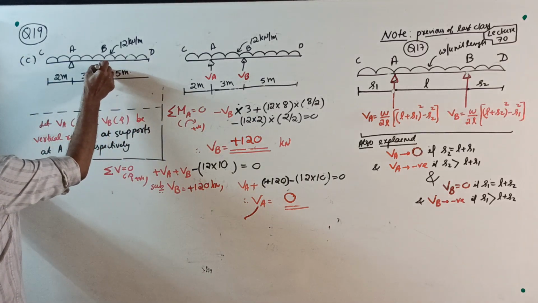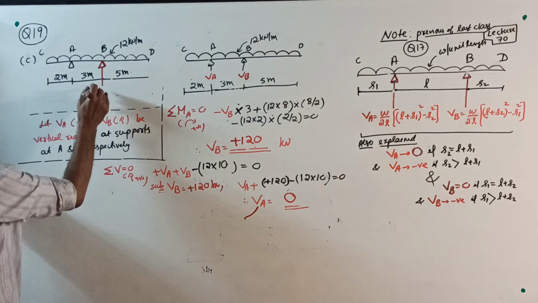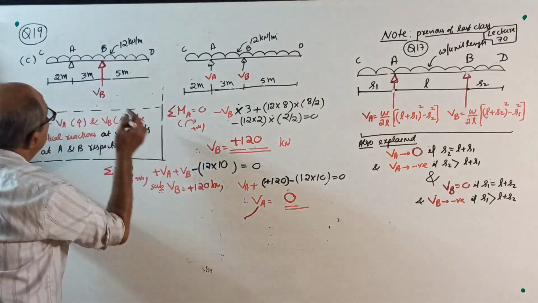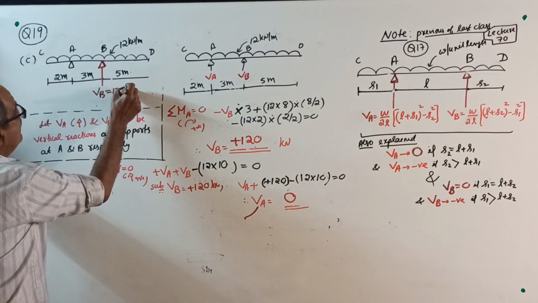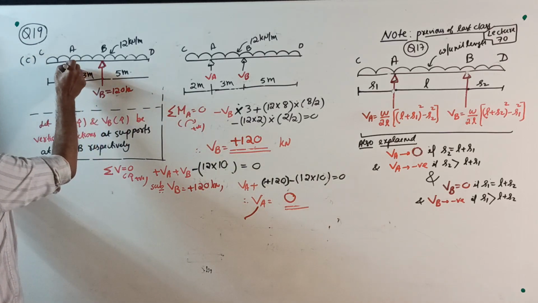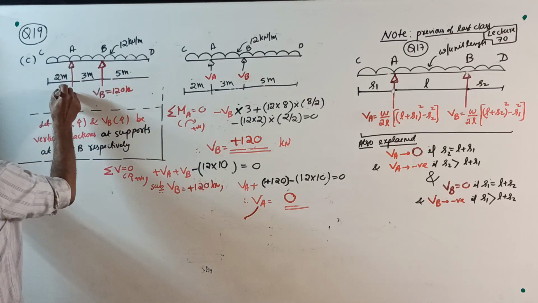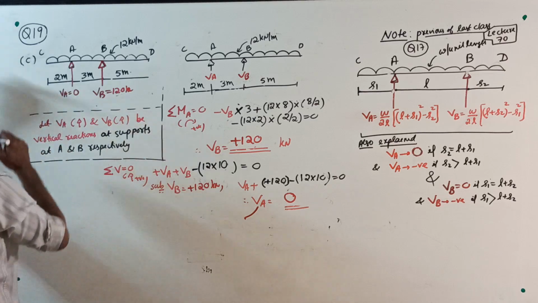Equal to 0, you will get VB plus 120 kN. Sigma V equal to 0, upward positive: VA plus VB minus 12 into total 10 equal to 0. Substitute VB 120 kN. VA comes 0. Therefore, lastly make entry. One more sketch. This reaction VB, not here, here you are right. Never enter in the original diagram. VB equal to 120 kilonewton. That's all. VA equal to 0.